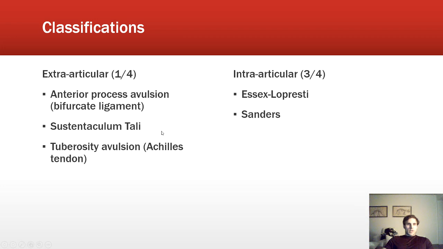Another type of extra-articular fracture that you can see is sustentaculum tali fractures. That's the medial projection of the calcaneus. And these are only extra-articular if they do not involve the surrounding facet joints. And then finally, you can see extra-articular fractures that occur as the result of the Achilles tendon pulling and causing avulsion of the tuberosity where they attach posteriorly on the calcaneus. So those are extra-articular fractures of the calcaneus. There are also two different classification systems that describe intra-articular fractures of the calcaneus, and we'll look at those in more detail.